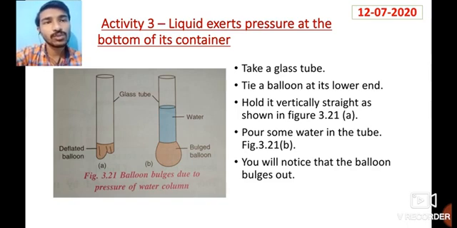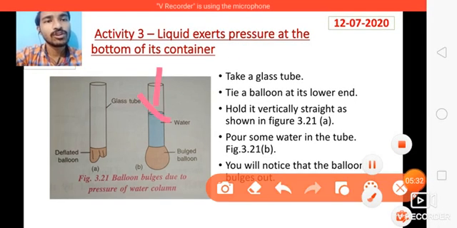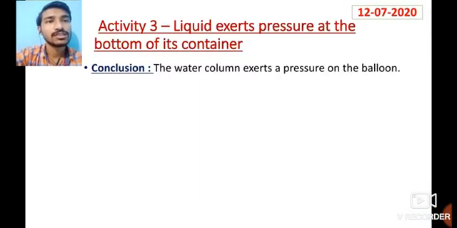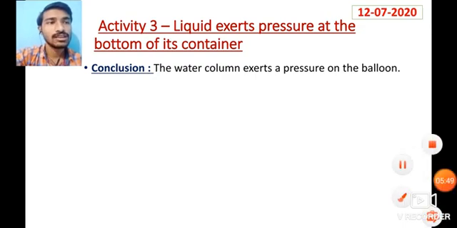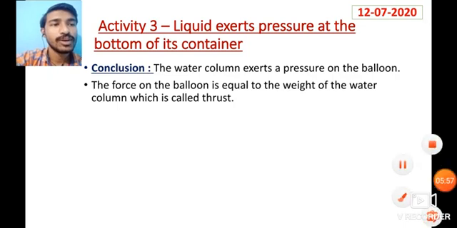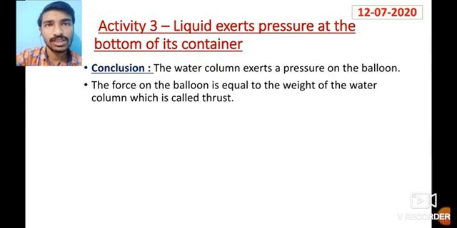That means when you are pouring the water from the top of this glass tube, the balloon will start bulging. That means the balloon bulges out. So what did you understand from this experiment? The water column exerts a pressure on the balloon. So the force on the balloon is equal to the weight of the water column, which is called thrust.